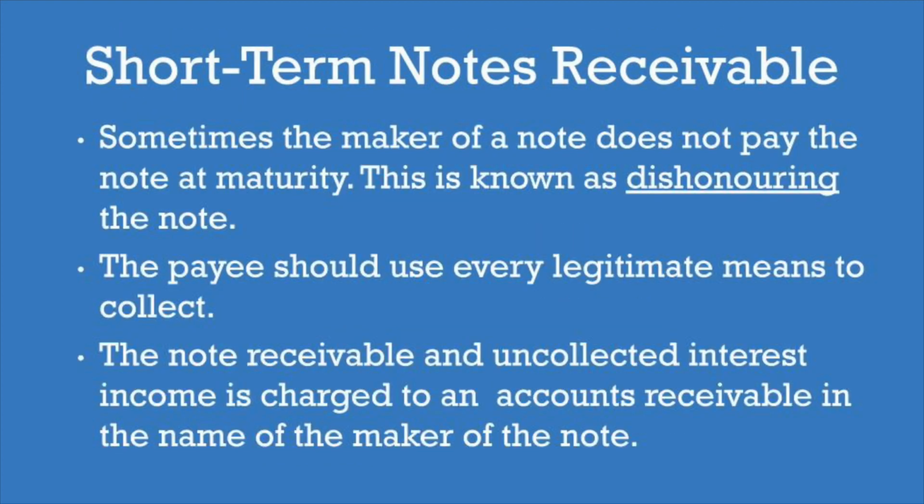Finally, like with accounts receivable, some people just do not honor or do not pay their bills. Sometimes the maker of the note simply doesn't pay, and this is known as dishonoring the note. The payee should use every legitimate means possible to get that money, such as a collection agency and the like. The note receivable and uncollected interest is charged to accounts receivable in the name of the maker of the note. It would, again, work in terms of the matching principle because we have set up an allowance for doubtful accounts.